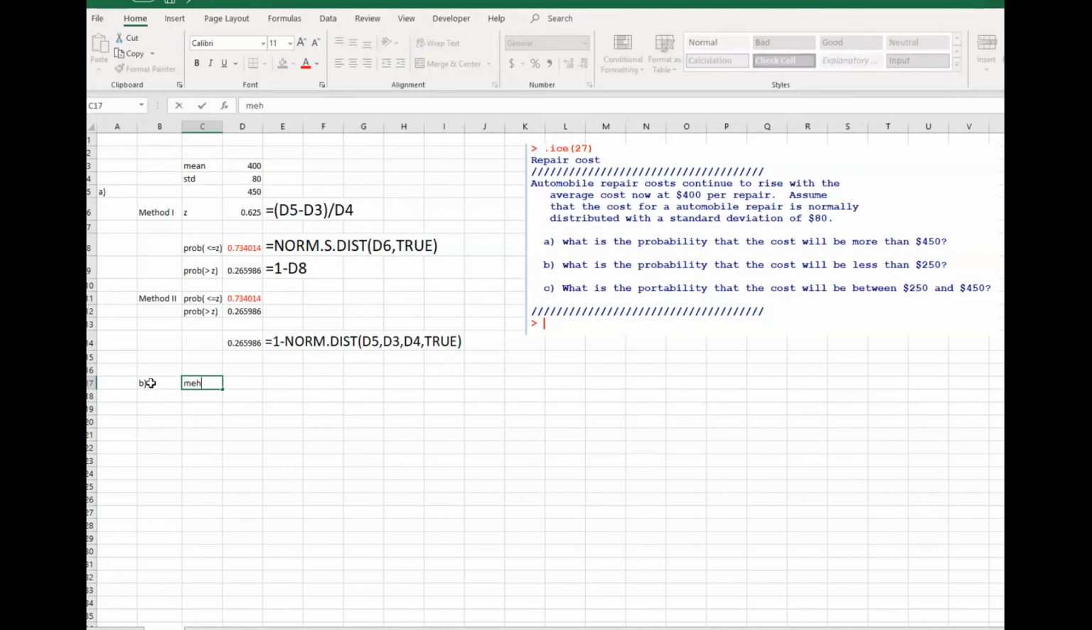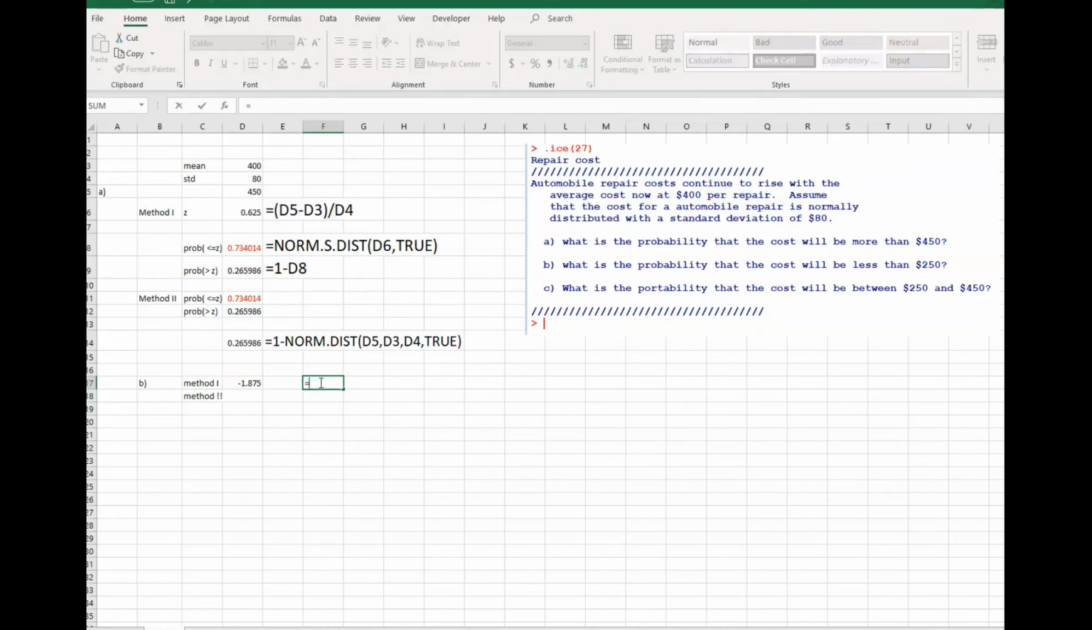Again, there are two methods. So method 1 is we calculate the standard value. So this is equal to 250 minus mean, divided by standard deviation. So we have a negative value, because 250 is less than 400.